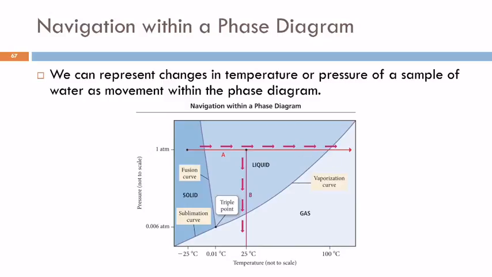We can also look at what happens if we change the pressure and keep the temperature constant. If we start up here, at 1 atmosphere and room temperature of 25 degrees Celsius, and we decrease the pressure, and decrease the pressure, and decrease the pressure, at 25 degrees Celsius, we can get water to boil. But it has to be at a very low pressure.